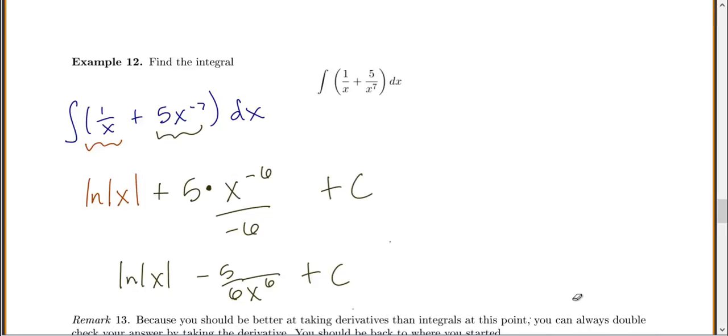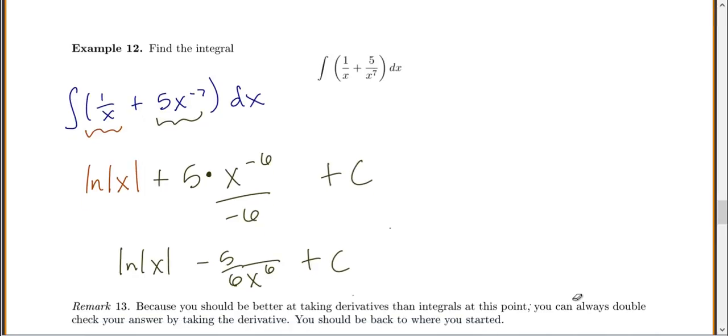And again, at this point, because you should be better at taking derivatives than antiderivatives, you can always double check your answer by taking the derivative and you should be back to where you started. So the derivative of natural log of x would be 1 over x. Derivative of negative 5/6 x to the negative 6 would be negative 5/6 times negative 6 x to the negative 7th. Okay, so that would work. Derivative of c is 0.